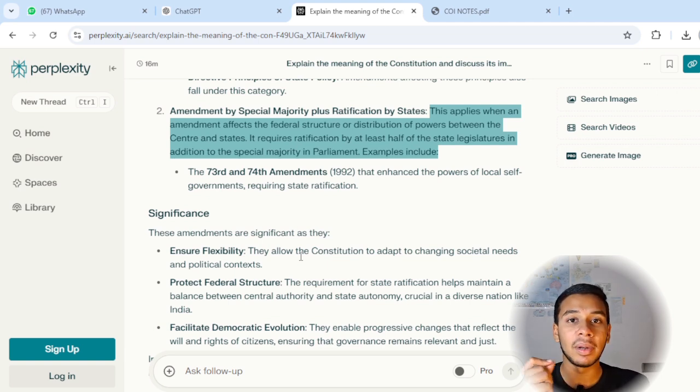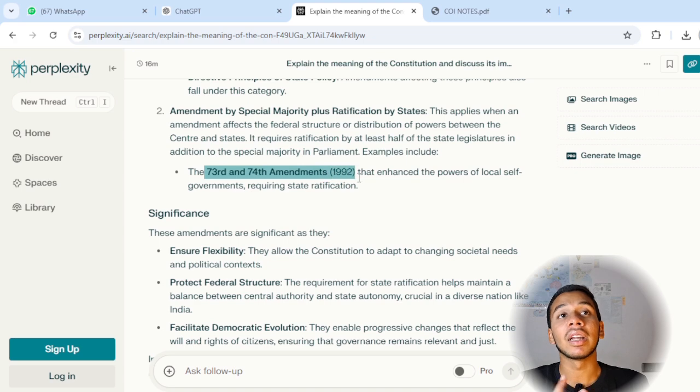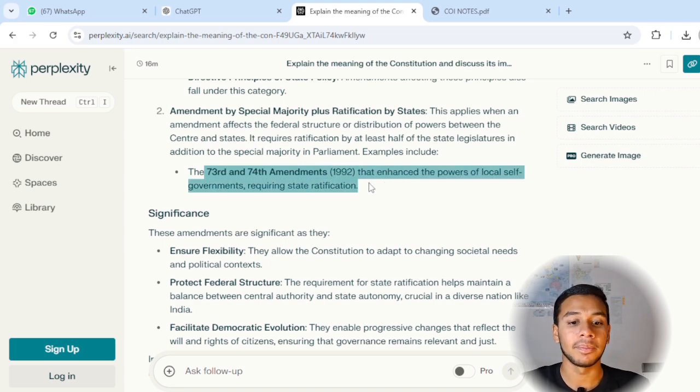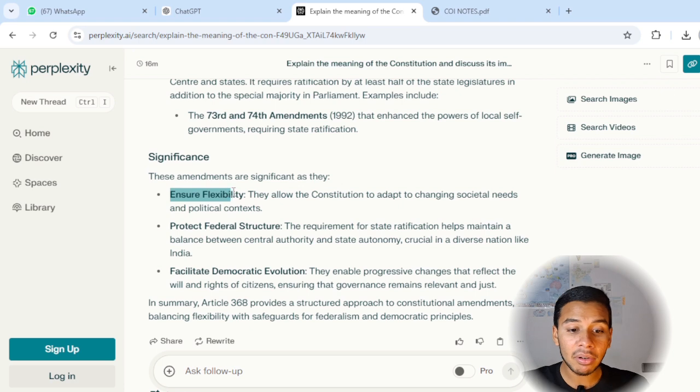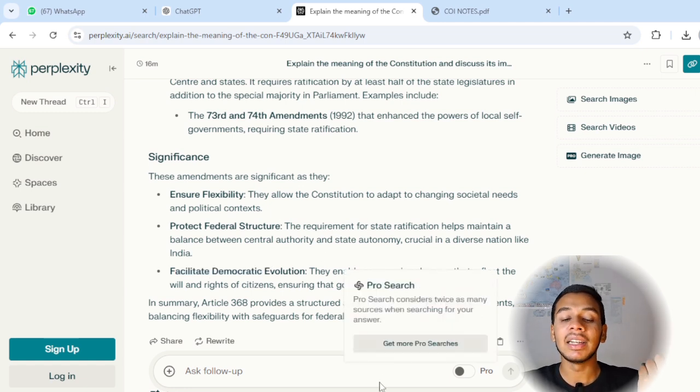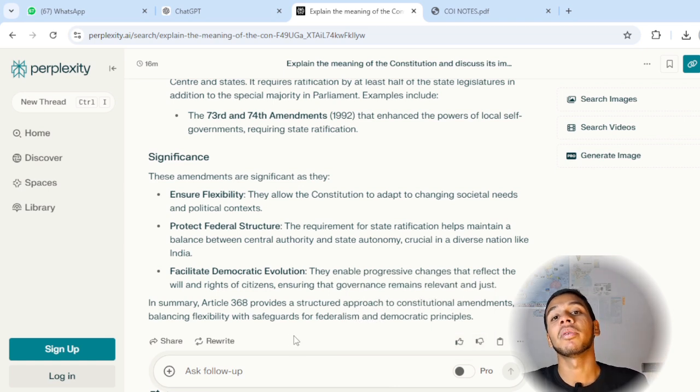Here also the 50% plays a role, in addition to the special majority in the parliament. Like 500 out of 1000 should be the majority of votes, concluding that it can be amended. The 73rd and 74th Amendments of 1992, which enhanced the power of local self-government, required state ratification. Talking about the significance, these amendments ensure flexibility, protect the federal structure, and facilitate democratic evolution. What else do we want?